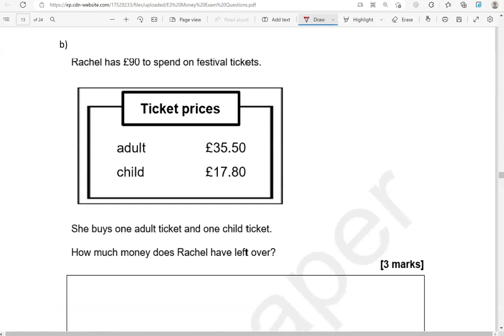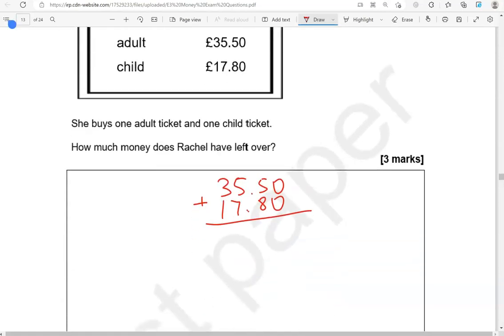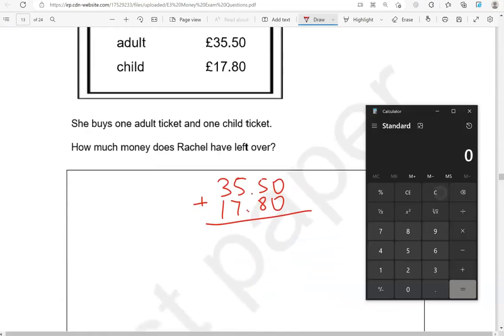Rachel has £90 to spend on festival tickets. Got ticket prices, adult £35.50, child £17.80. She buys one adult ticket and one child ticket. How much money does Rachel have left over? So we've got to add £35.50 and £17.80, the cost of the two tickets. And then we'll take that away from the £90 she has. So let's just do this first step first.